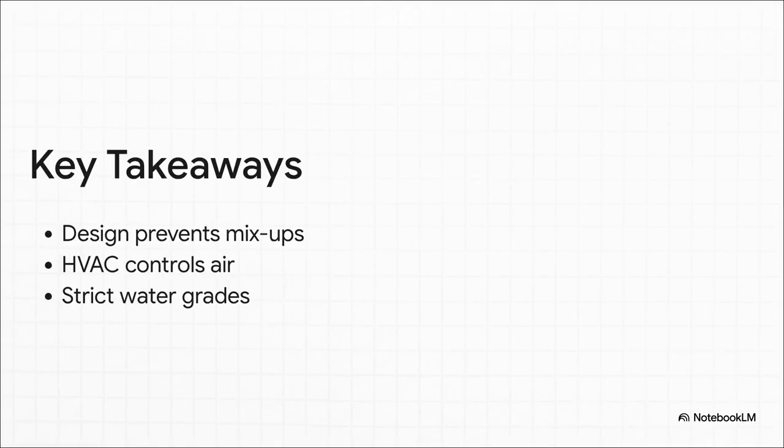Let's rapidly summarize to solidify what we've covered. Think of Subpart C as your facility's operational Bible. Section 211.42 dictates your design to prevent mix-ups. 211.46 acts as your environmental shield via the HVAC system. 211.48 strictly controls your water grades, and the 50 series mandates your ongoing rigorous sanitation and maintenance programs.